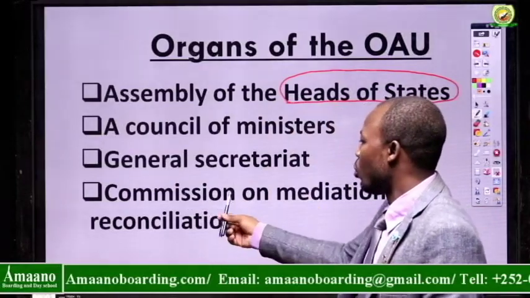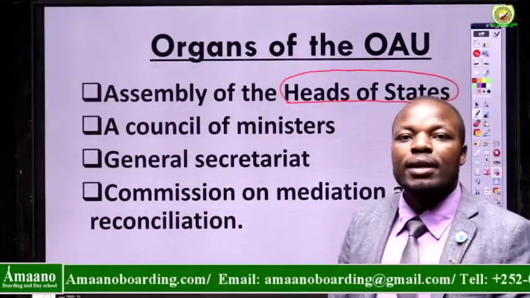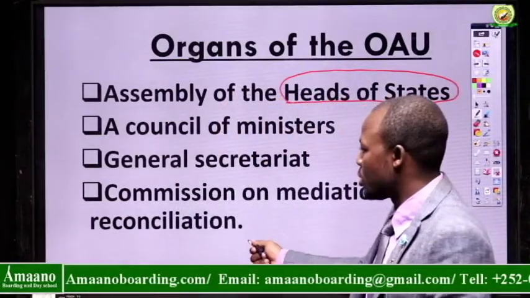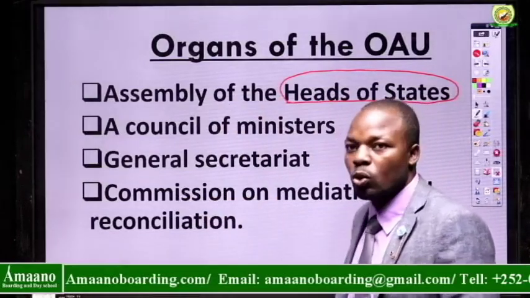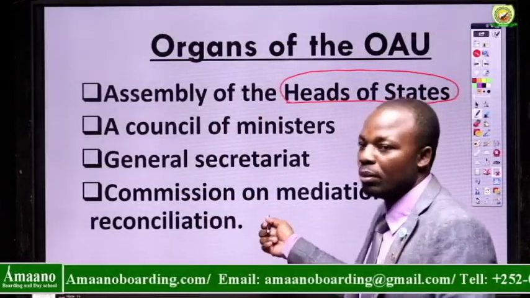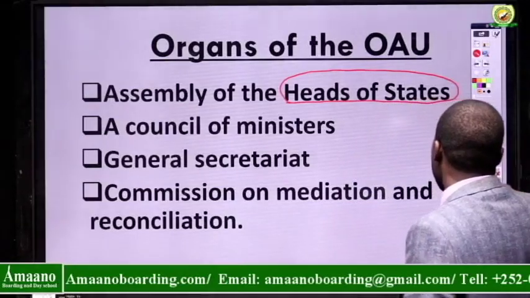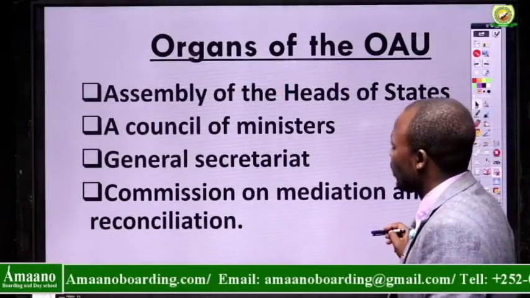Then we have the Commission on Mediation and Reconciliation. Whenever there is conflict or misunderstandings between African countries, this commission, a group of people, will always go to that country to try and bring peace. So it is also an organ of the Organization of African Unity.